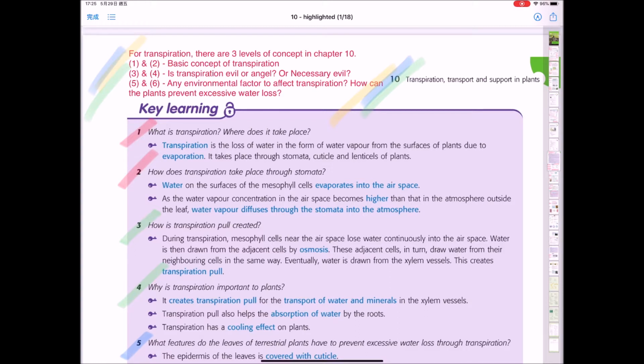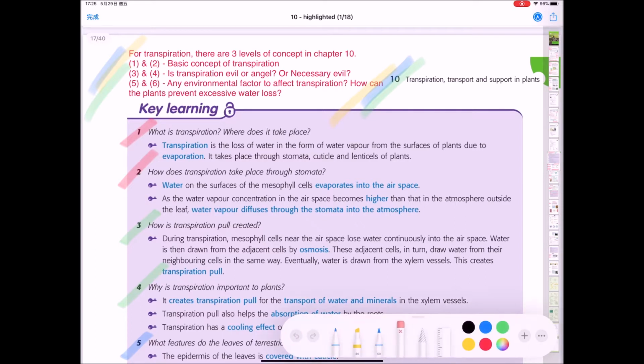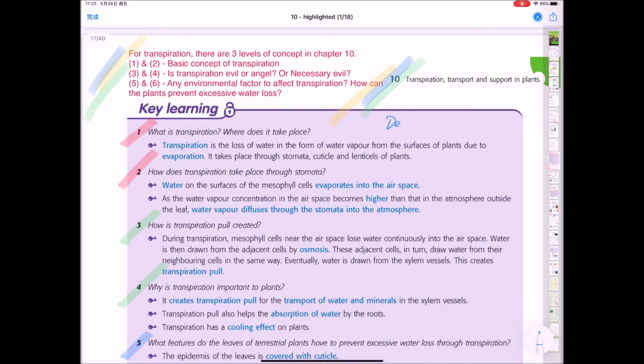Transpiration can be divided into 3 levels of concept. The first part is the basic concept of transpiration, that means the definition of transpiration, or how it happens. So for the first part, what is transpiration, and for the second part, how does transpiration take place in the stomata. That's all about the definition. It's a bit low order, because you just need to memorize something. And then for the second level, you need to think about it.